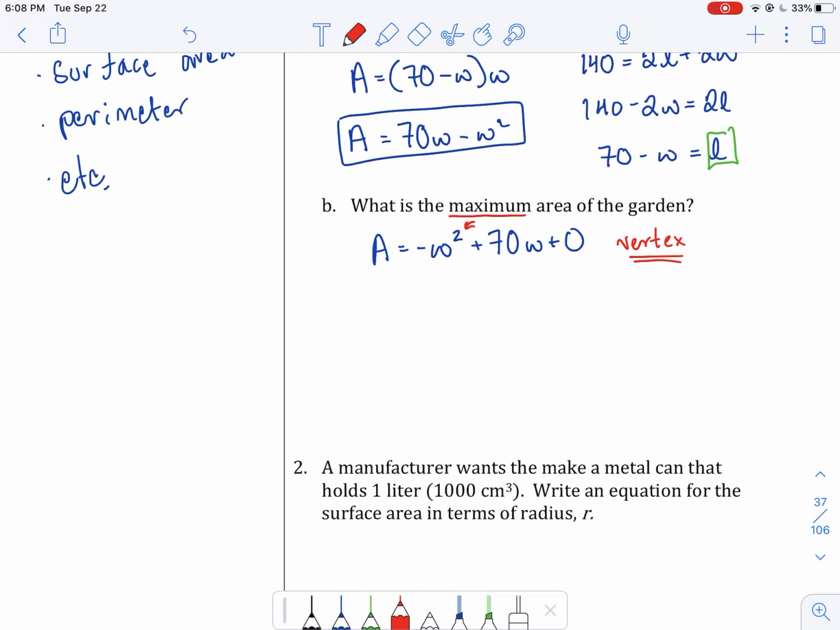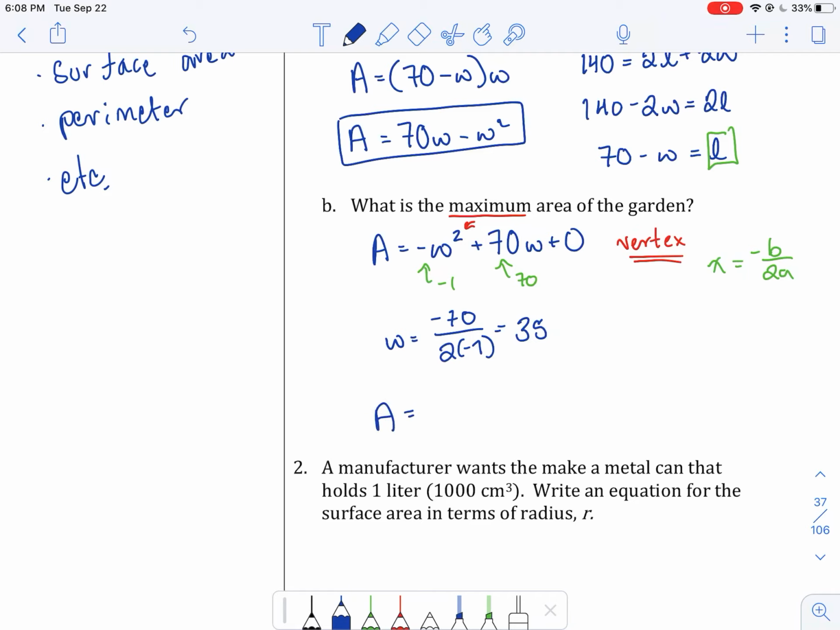of this parabola? So I'm going to use the formulas that we talked about in previous lessons, that negative b over 2a, and I'm going to plug that in here, where a is negative 1 and b is 70. So our formula is that width of the maximum area is negative 70 over 2 times negative 1, which means that the width at the maximum is 35.